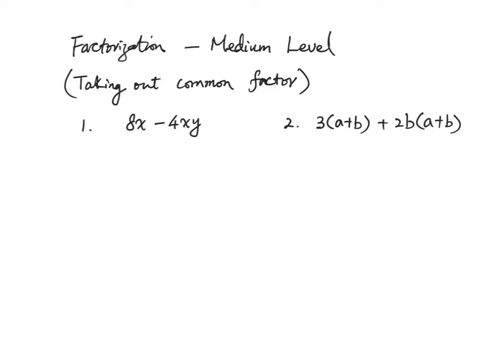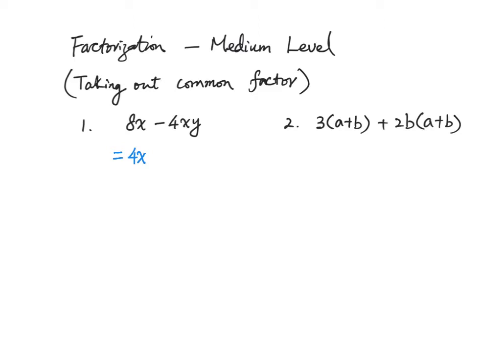The first one, 8x minus 4xy. For the numbers 8 and 4, the highest common factor should be 4. And for the first term, we can see the variable x. And the second term, negative 4xy, also contains x. So 4x is the common factor for both terms.